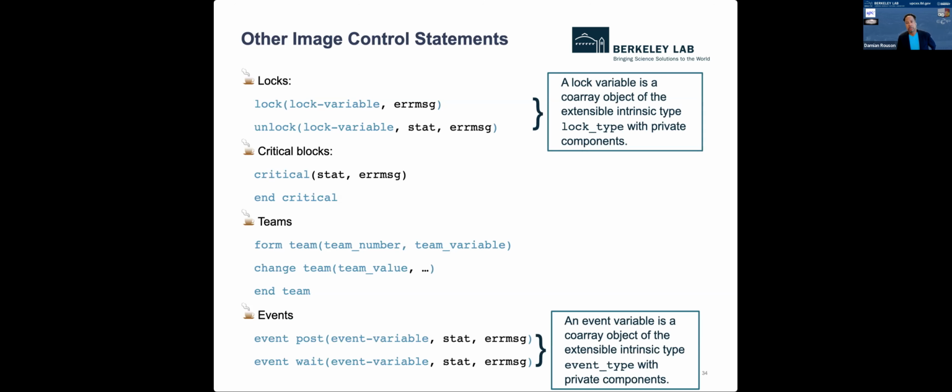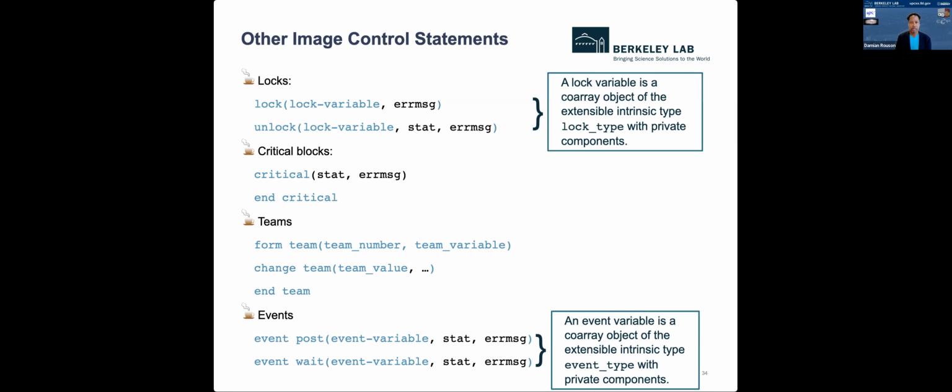Other image control statements, which are statements that order segments of sequences of statements, are locks. So you can have a variable that only one image has access to at a time, if that image has locked it, until that image unlocks it. You can also have critical blocks. Critical blocks are blocks of code where only one image can execute that code at a time. That can be very helpful for things like file IO. You can also form team, change team, end team, that we've seen already.